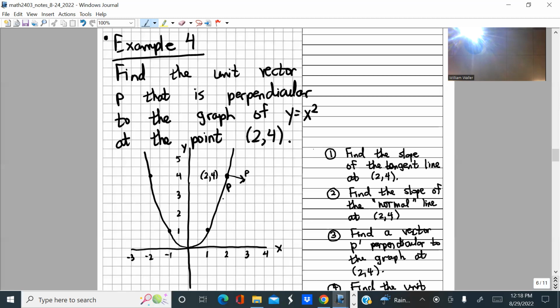Let's see if I can do this carefully. Probably not going to do it very well. That could be better, but could be worse too. What I've tried to draw there is the tangent line to the curve at the point (2, 4). See, that's why tangent lines are so powerful. They allow us to think of curves as straight lines.